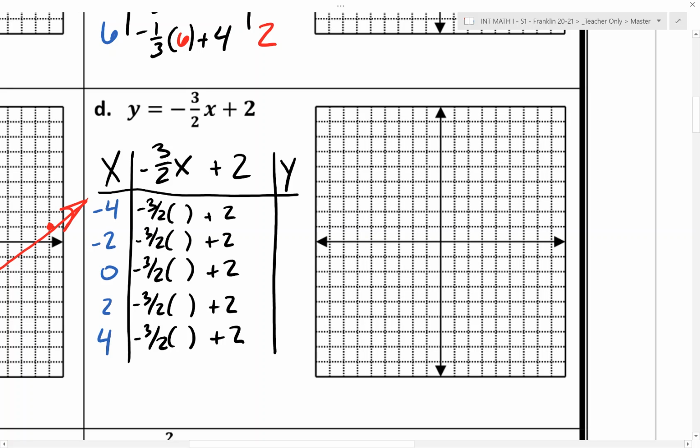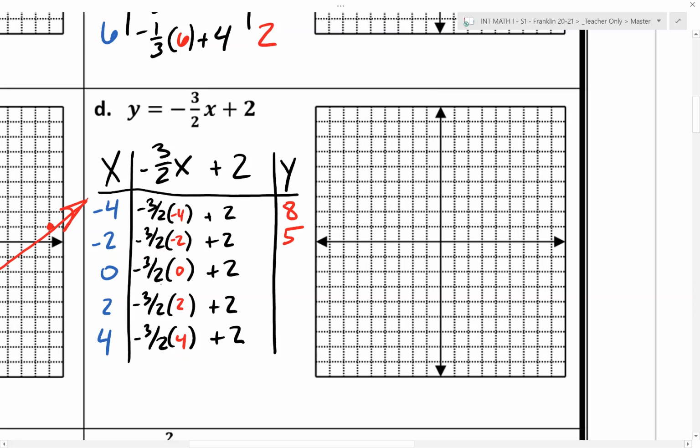The multiples of 2. So let's plug those in here: negative 4, negative 2, 0, 2, and 4. So negative 3 over 2 times negative 4 is going to give us 6, right? 4 times 3 is 12, divided by 2 is 6. Negative times a negative is a positive, so positive 6 plus 2, that's 8. Negative 3 over 2 times negative 2, again, negative times the negative is a positive. 3 times 2 is 6, divided by 2 is 3. So 3 plus 2 is 5.